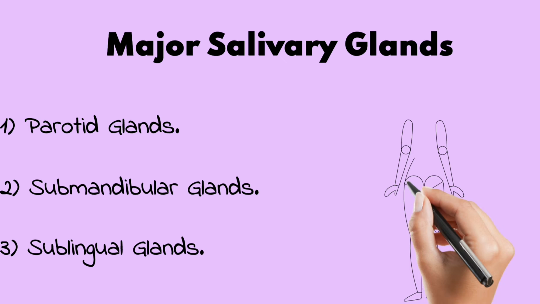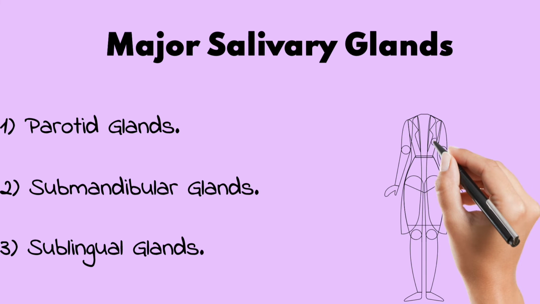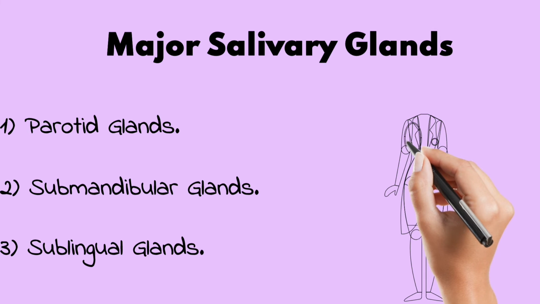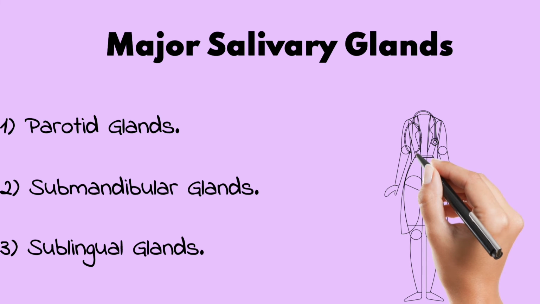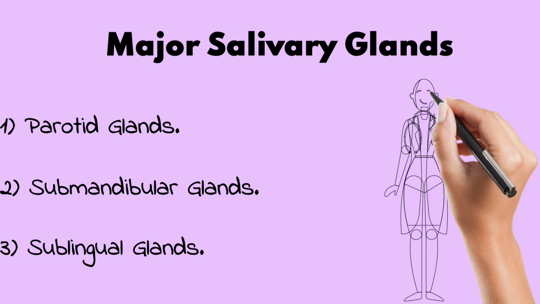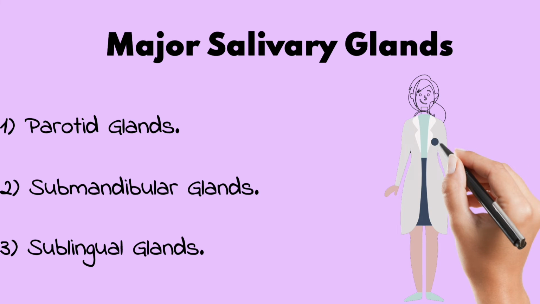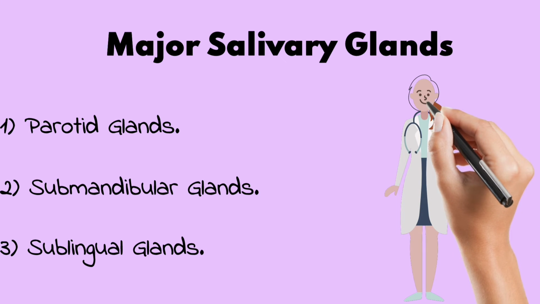The length is about 5.8 centimeters. The width is about 3.4 centimeters, and the weight is about 14 to 28 grams. This weight is very important. Sometimes these are asked in the viva, that is, a parotid gland has a weight of about 14 to 28 grams. So let's study the location of the parotid gland.